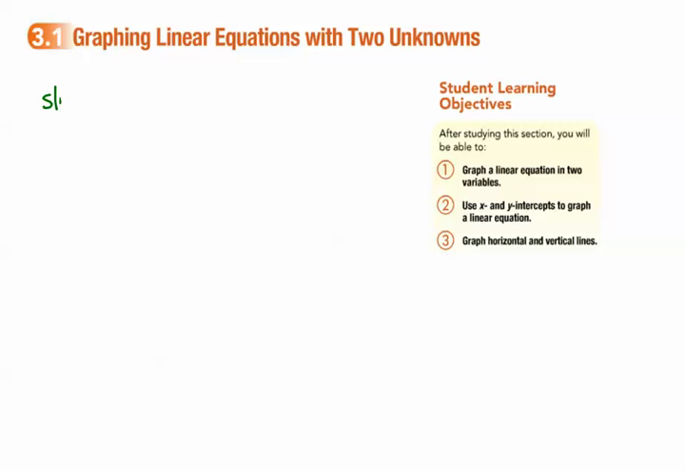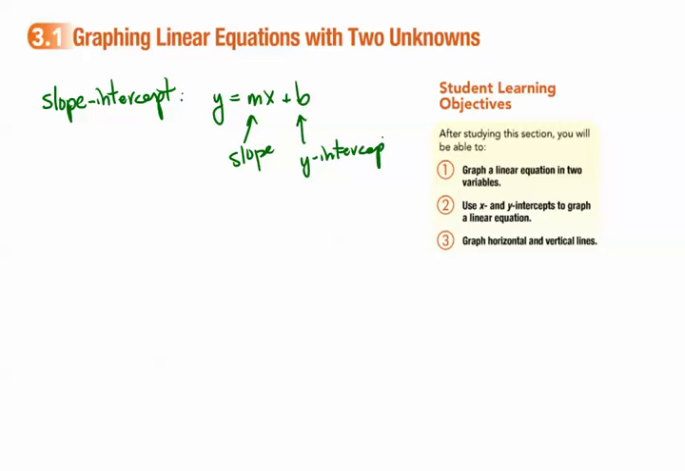So number one, slope-intercept form, which is y equals mx plus b, where m is our slope and b is our y-intercept. Then we need to be able to graph an equation using the x and y intercepts, and usually these equations are written in what is called standard form. And in standard form, we have a number times x plus a number times y is equal to a constant.